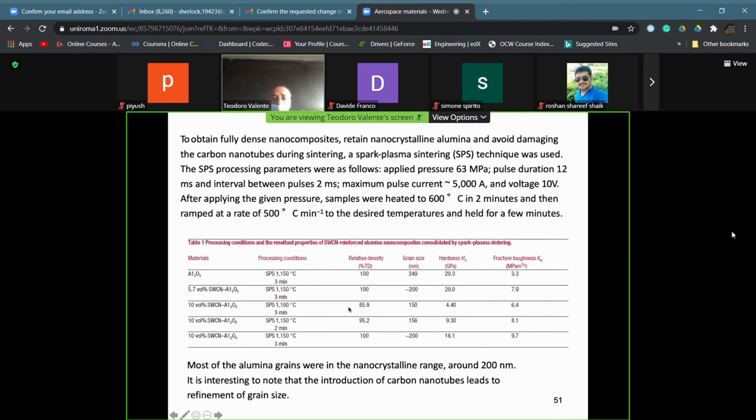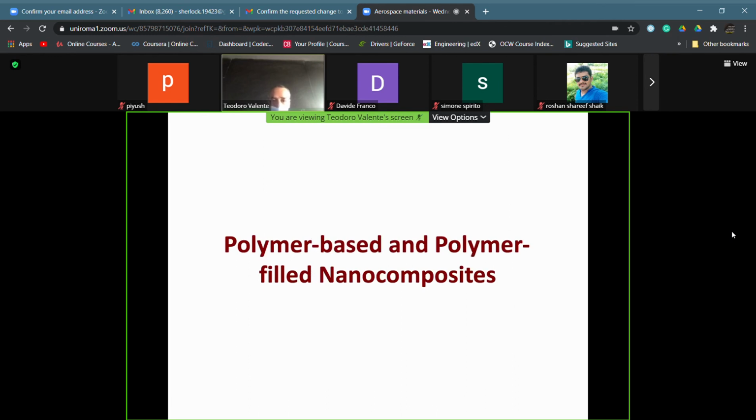And if you look here at this combination with this technique, which is different from the previous one, the final results depend also on the fabrication techniques that we use. This is a must for ceramic-based materials, but in this case, with something around 6% in volume of single wall carbon nanotubes, we can experience values of fracture toughness which are around 8 megapascal per square meter, starting from the same value, which is 3-point-something megapascal per square meter. So it is more than doubling the value of fracture toughness, which makes these results very, very interesting.